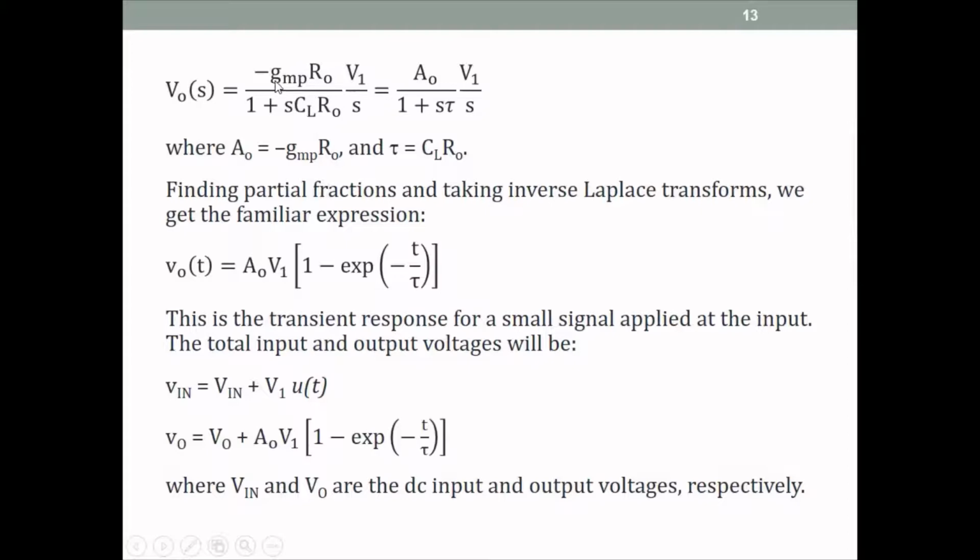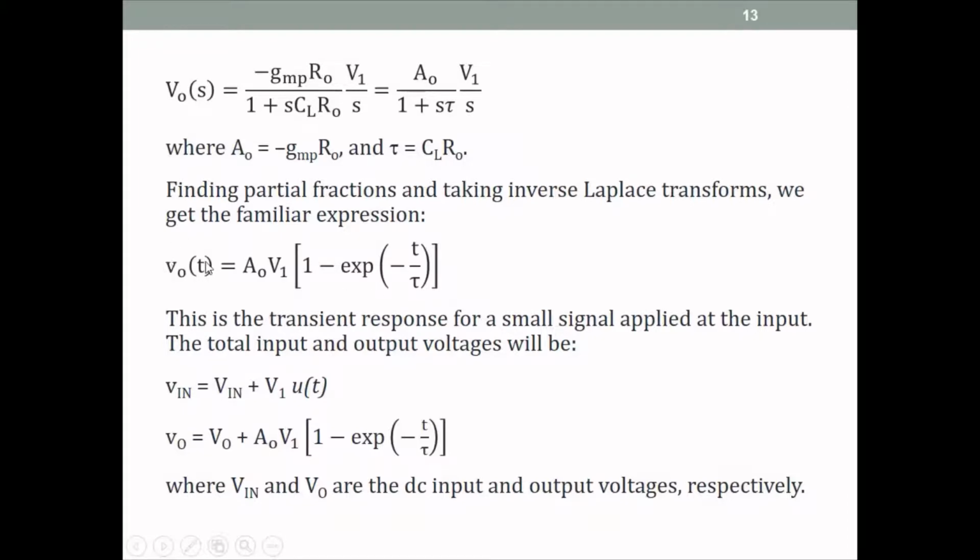I'm defining GMP RO as A0 and ROCL as tau. Then if we take partial fractions and do the inverse Laplace transform, we get the familiar expression. The output voltage is equal to the final value of the output voltage, A0 V1, into 1 minus e raised to minus t by tau.